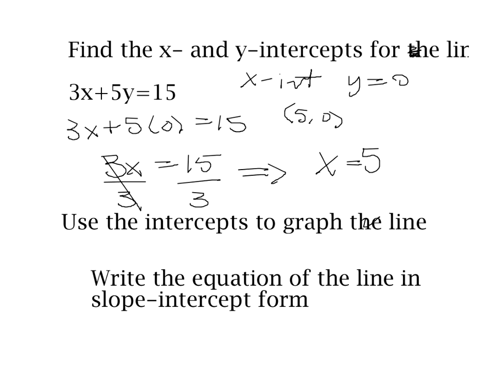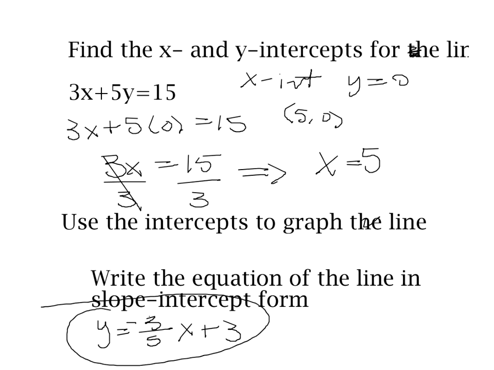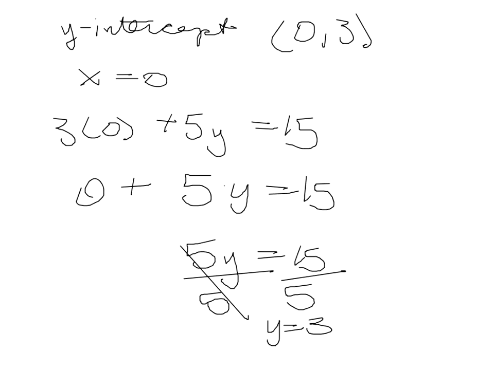Okay, so we said the y-intercept was 3, and the slope was negative 3 over 5. Negative because it's downhill from left to right. So that would be my line in slope-intercept form.